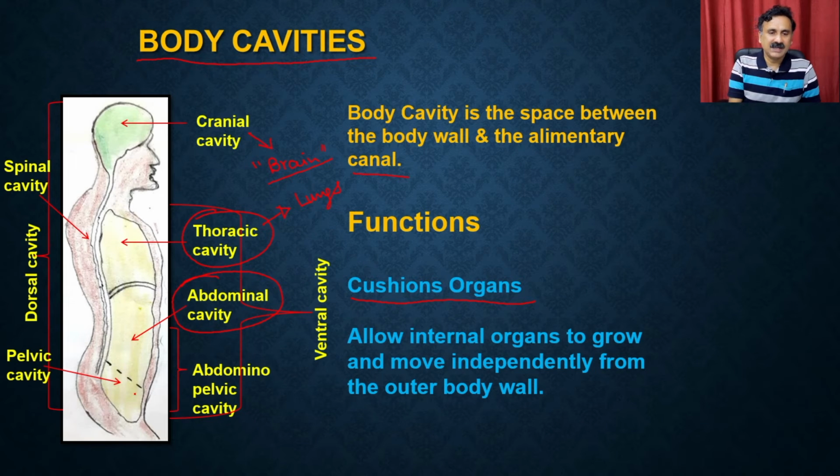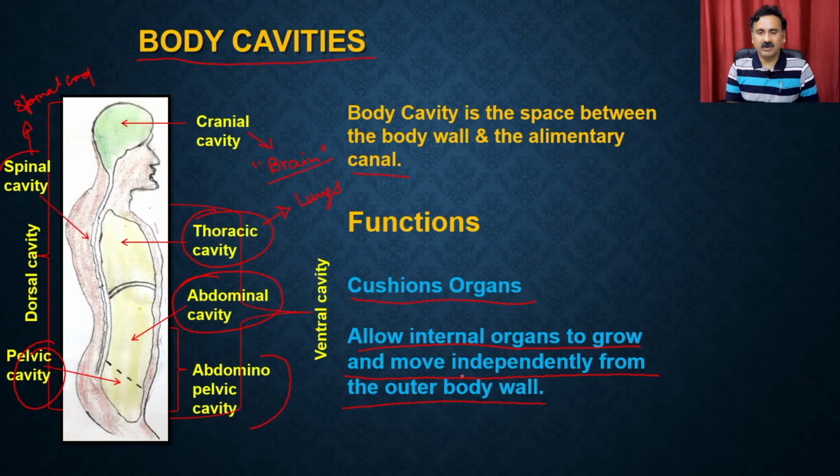And then on the back side you can have the spinal cavity. That spinal cavity is going to hold the spinal cord. And then you can also have the pelvic cavity. The pelvic cavity is going to hold the urethra and other delicate organs. And then we have the abdominopelvic cavity, which is going to have the kidney and other organs. It allows the internal organs to grow and move independently from the outer body wall. So based on the body cavity, the organisms can be divided into different types.